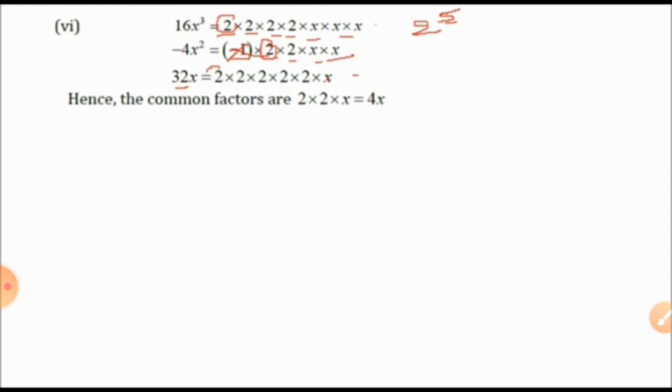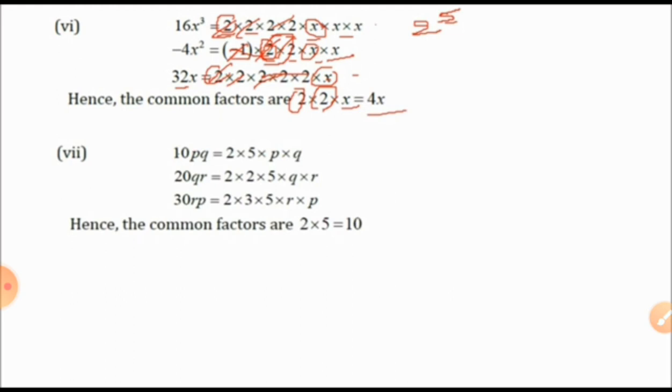Common for each and every one: 2, 2, 2 is there. Okay, again 2, 2, 2 is there. Cut it. Very good. And then you can find x, x, x. Each term has x common. So two 2s are 4. 4x is the common factor for the given question. Is it solved? Yes, my dear student, it is right. 100% right. Correct.